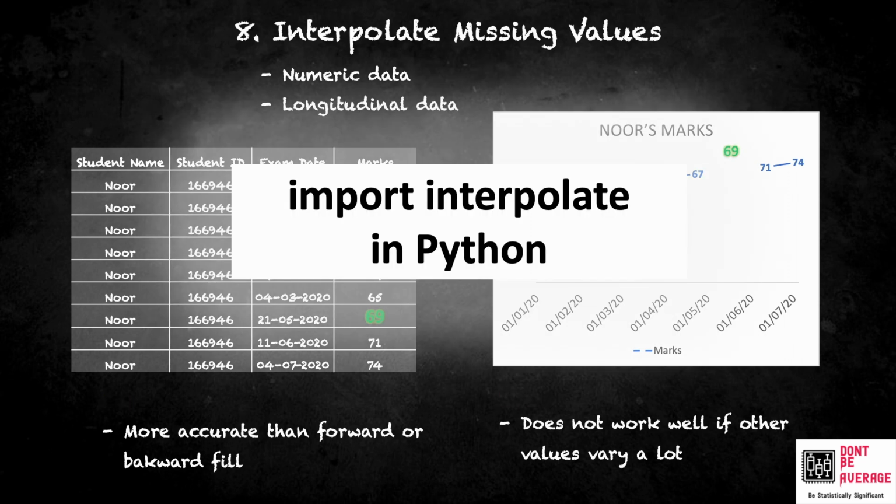In Python, we have an inbuilt function called interpolate under the pandas library. This imputes missing values by interpolating it and allows us to choose if we want polynomial, linear, or quadratic interpolation.